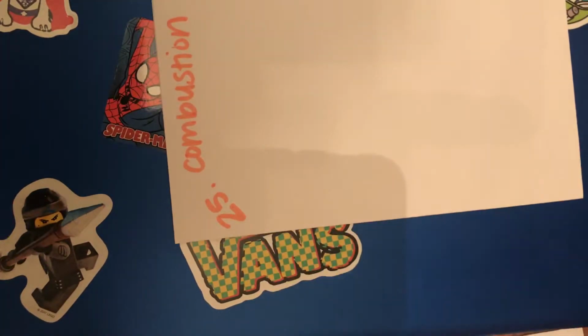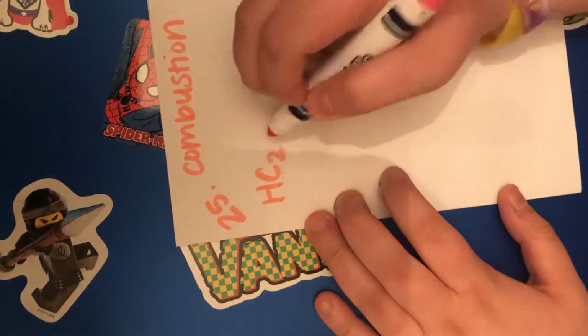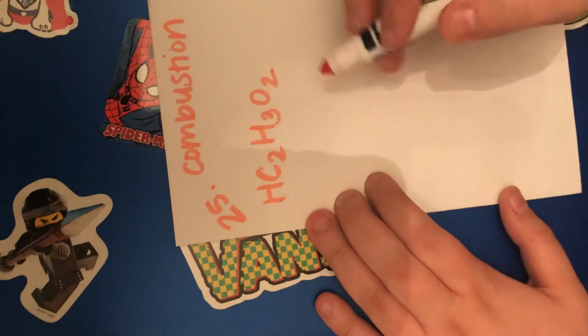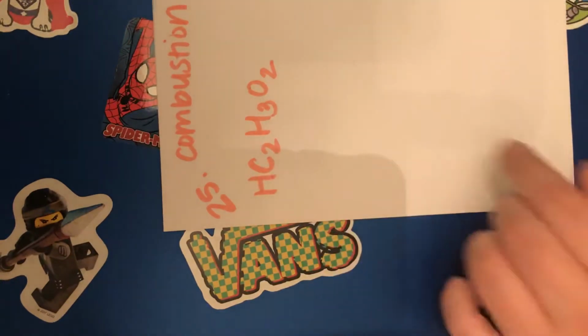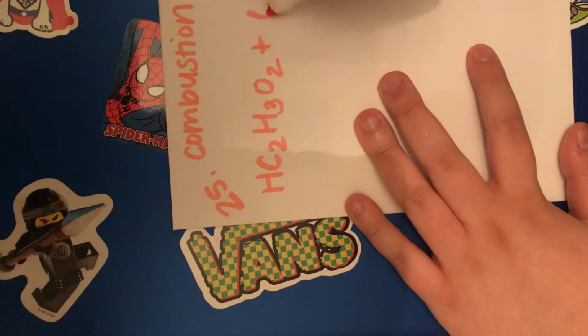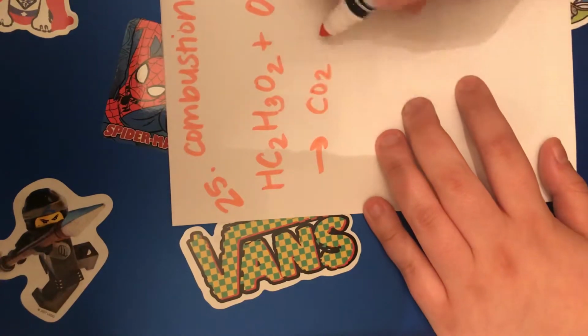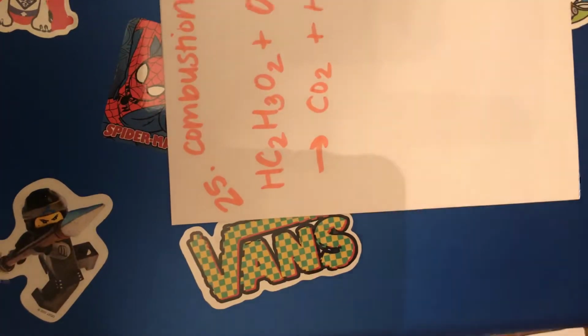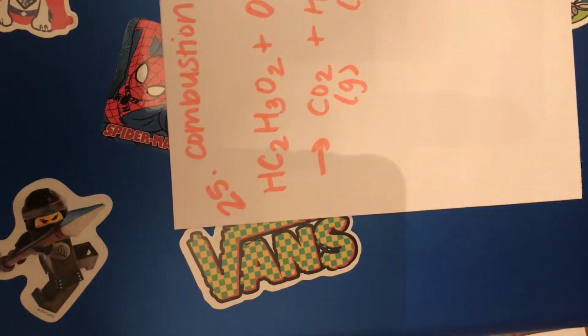Okay, so 25 is acetic acid undergoes complete combustion. So acetic acid is HC2H3O2. See how it's acetic acid? It has acetate, which is C2H3O2. And then plus O2 yields carbon dioxide and water. And these are both gases. So when there is combustion, the water is gas as well.